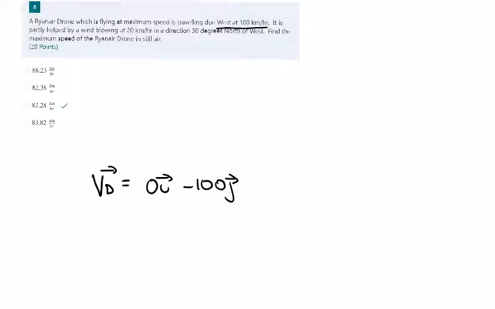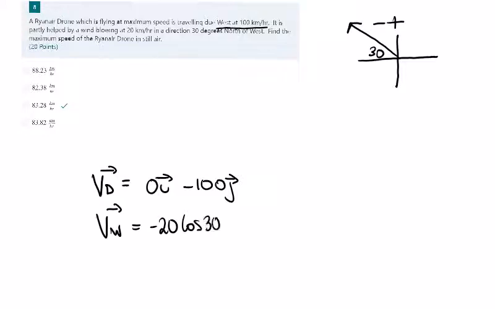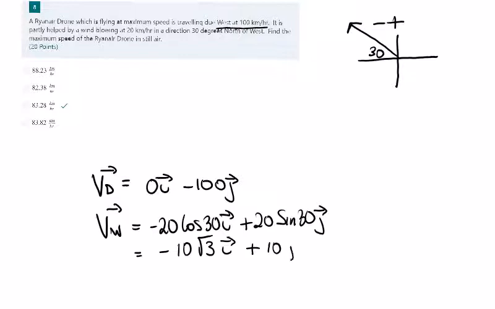It's partly helped by a wind, and we're given the wind here. The wind's velocity is 20 in a direction 30 degrees north of west. So the velocity of the wind is going to be negative 20 cos 30 in the I direction, positive 20 sine 30 in the J direction. Cos of 30 is root 3 over 2, so minus 10 root 3 in the I direction, plus sine of 30 is a half, so 10 in the J direction. That's the velocity of my wind.